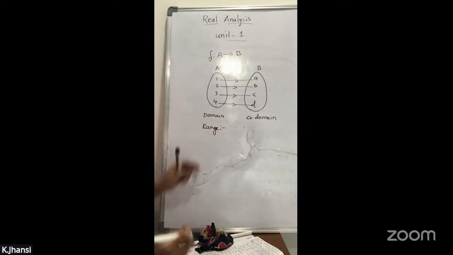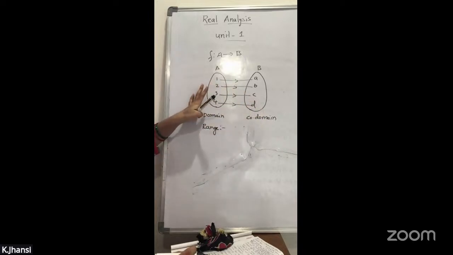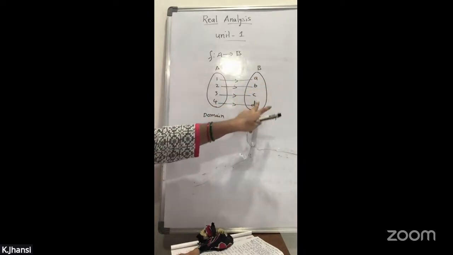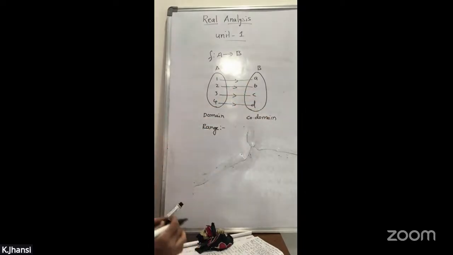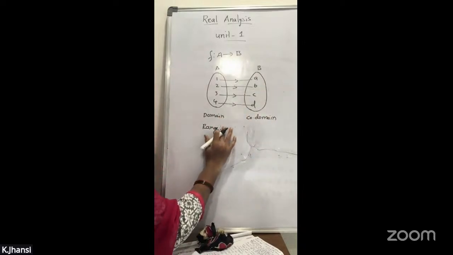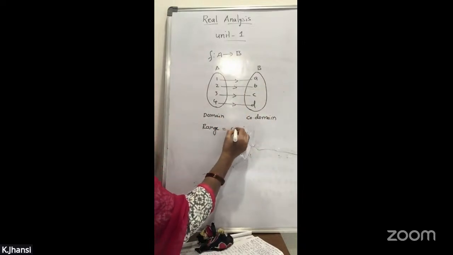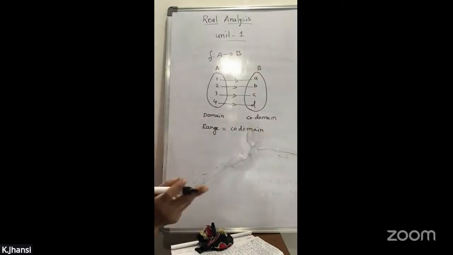Range means if each and every element of this has a pre-image, then the number of elements that have images is called the range. Here the range is set B. That means in some cases, range is equal to codomain.